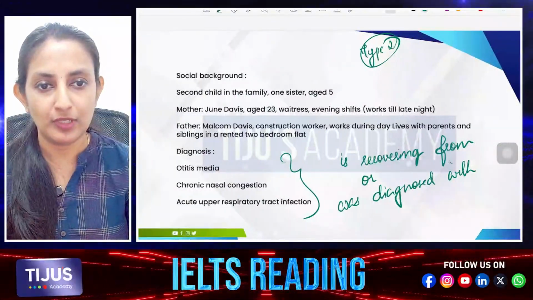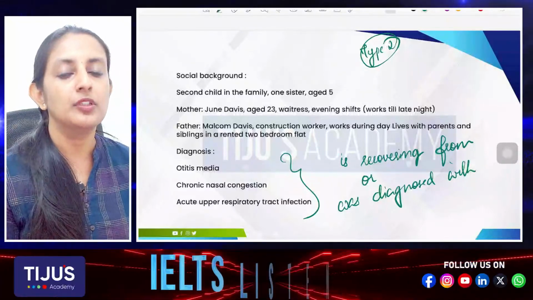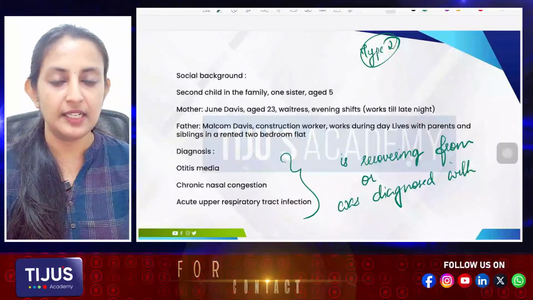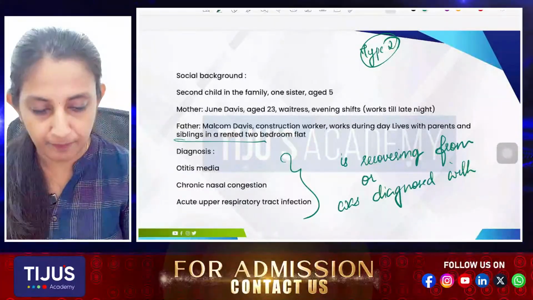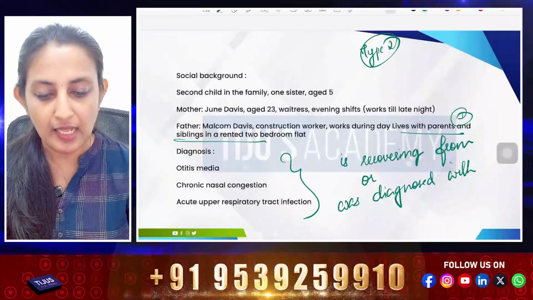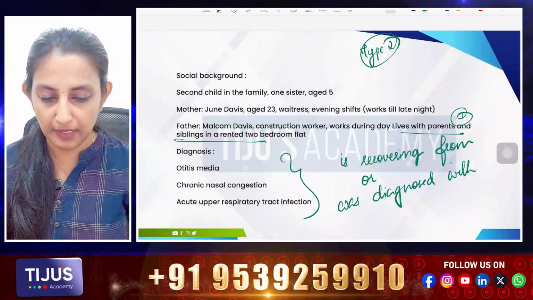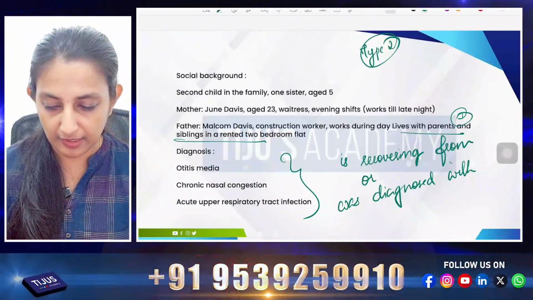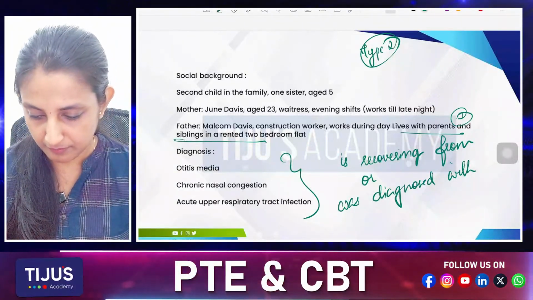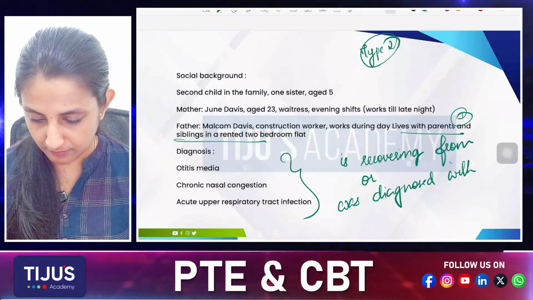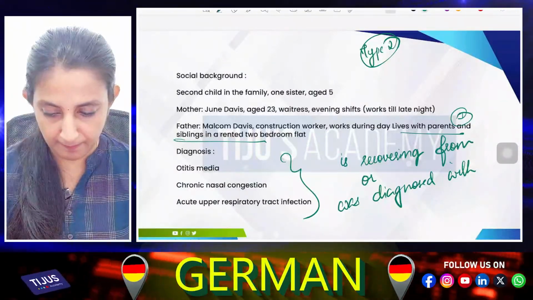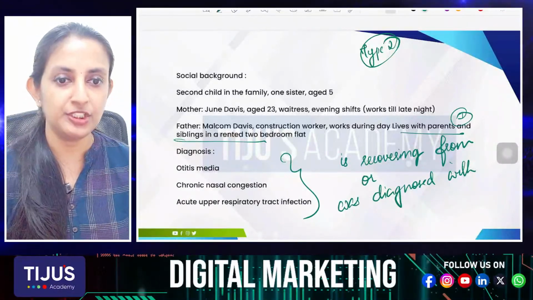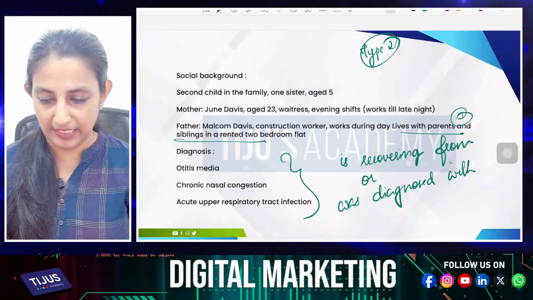Now we have to mention his social and medical history. So what we can say is Brett is the second child who lives with his parents and siblings in a rented 2-bedroom flat. This is the first point. Then his mother works till late night and his father works during the day. We can mention that as well. All right, so these are the information that we can mention as social and medical history.